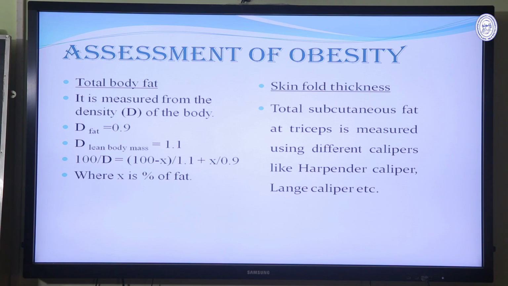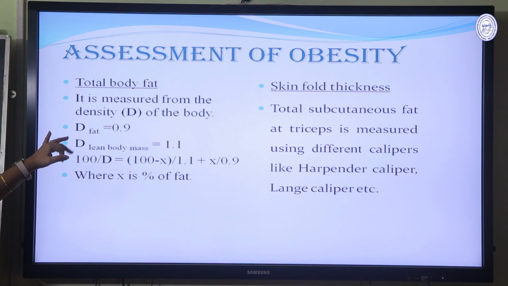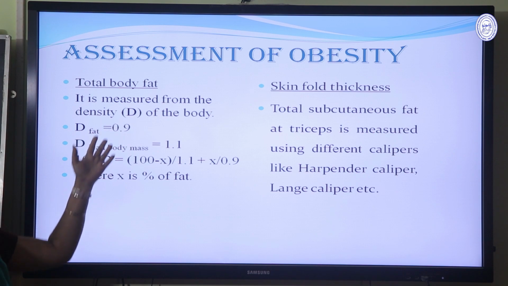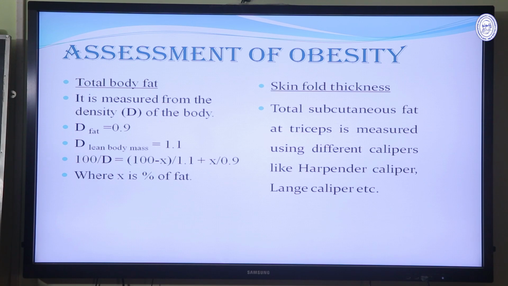Total body fat. This is a really good method for measuring obesity and it is considered the gold standard for measurement of not only body fat but body components. But the most important thing is that this is a very delicate method and requires high instrumentation and technical skill. In this method, body fat is measured by measuring the density of the body, where D of fat is the density of fat, and the density of lean body mass is already given, and it is calculated by this equation where X is the percentage of body fat.